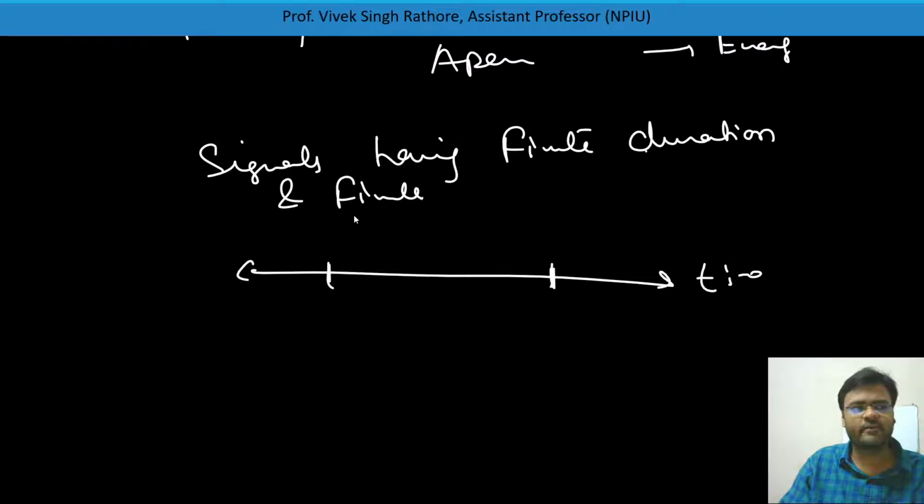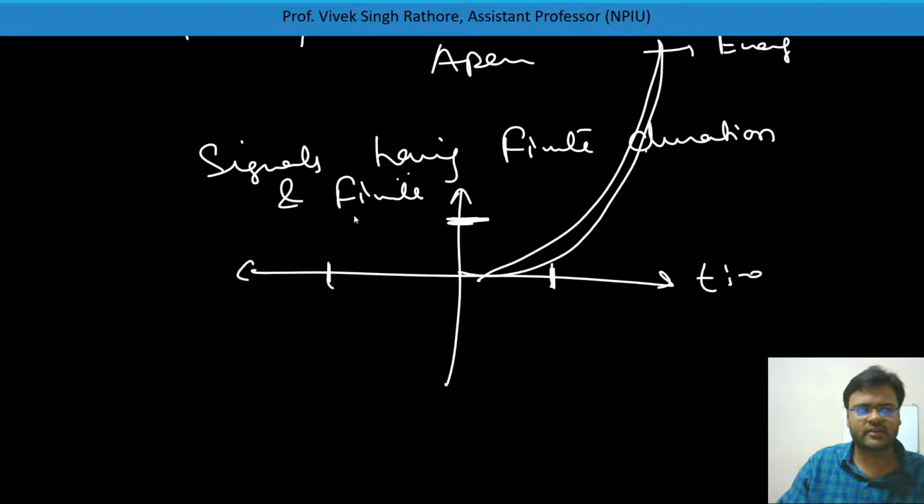Now finite amplitude, what do I mean? On the amplitude axis, there should be some finite value. This should not happen, where the signal is going on like this and we don't know till when it is going, for amplitude also and for time also. So, signal having finite duration and finite amplitude, right?